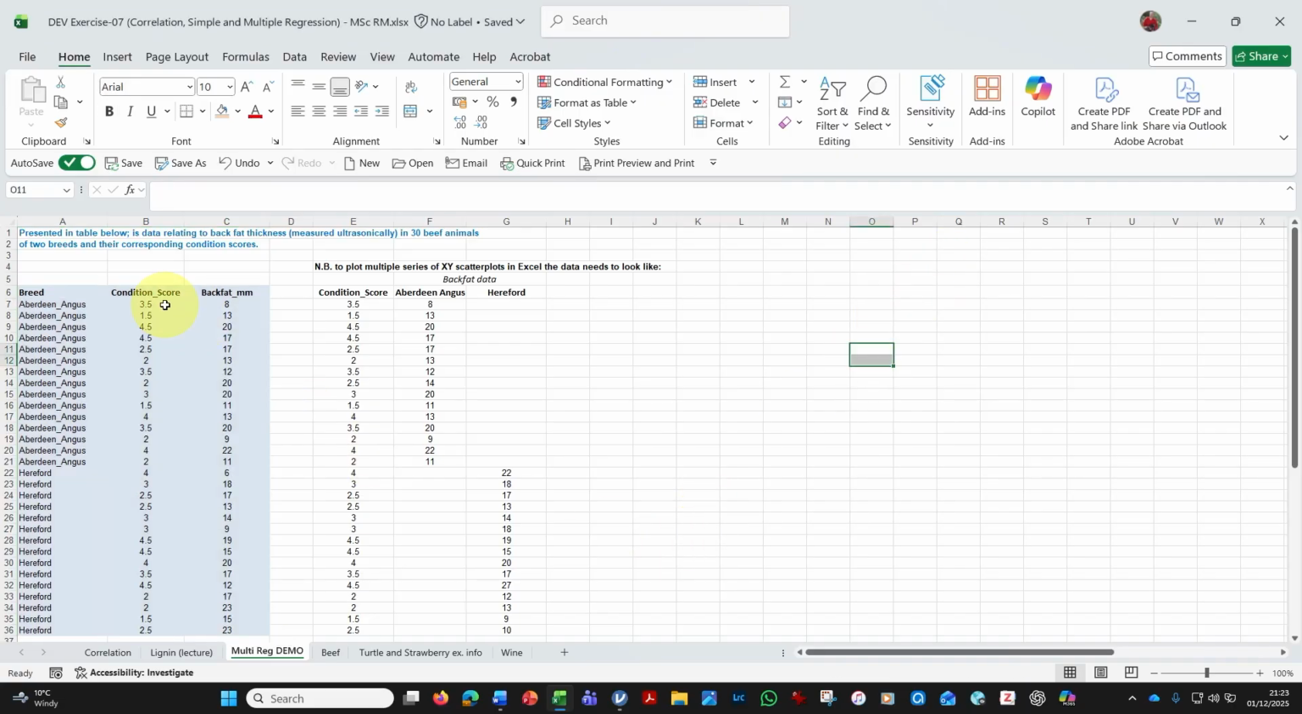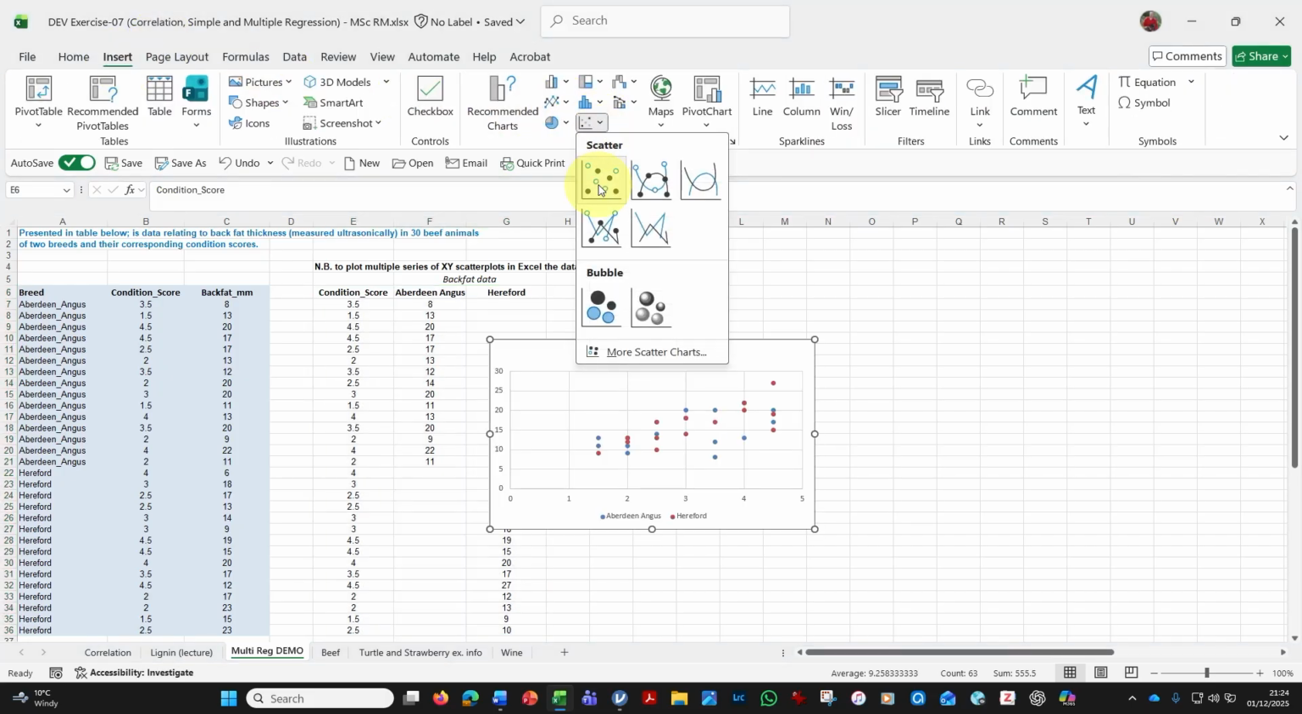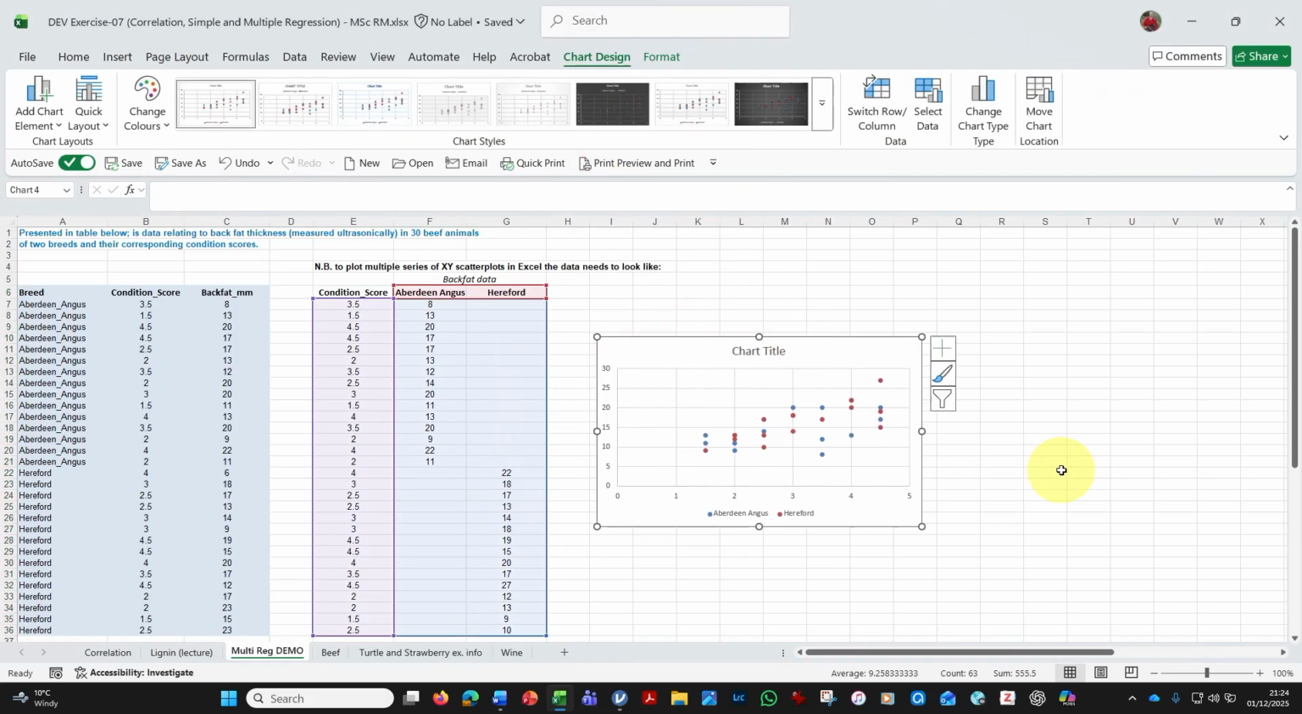What works better is if you take the first one, which is our prediction column. So we're going to have condition score on the x-axis, and then instead of having the 3-axis approach, I've put the Aberdeen Angus backfats in one column and the Hereford backfats in another column. And you see how it's split like that. And if I select these data, go to insert the scatter plot, you can see here I've got pretty much what I want. I need to add the axis labels, but here I've got the Aberdeen Angus in blue and I've got the Hereford in red, and that's what I want.